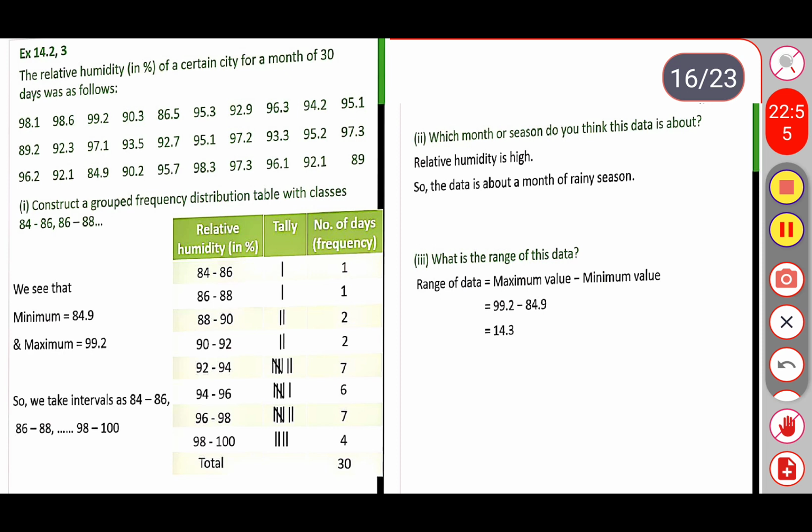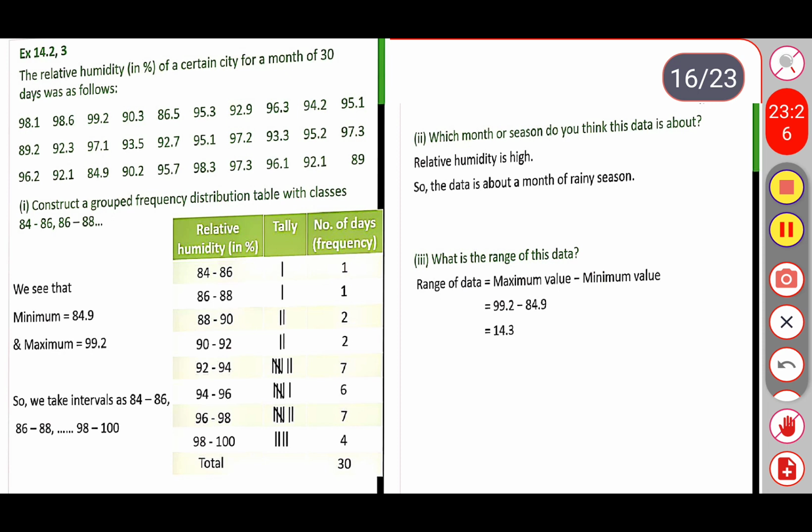So here the relative humidity in percentage of a certain city for a month of 30 days was recorded, and the data are as follows. Construct a grouped frequency distribution table with classes 84 to 86, 86 to 88, and the next class interval is obviously 88 to 90, 90 to 92, 92 to 94, 94 to 96, and 96 to 98.